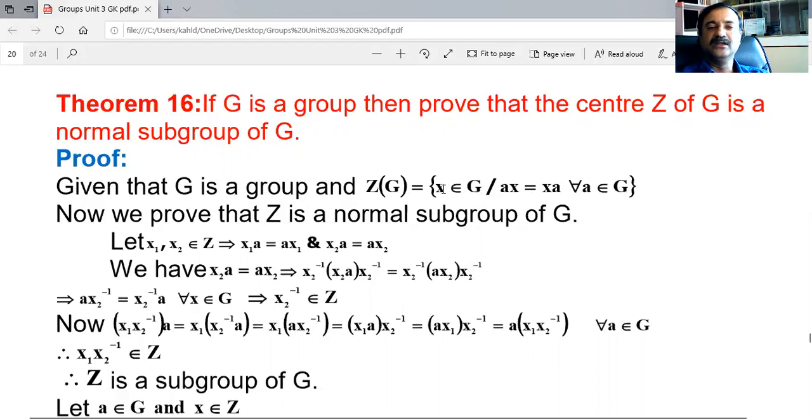That means that element x is satisfying the commutative law, or abelian law, with any element a in G. These types of elements x collected in a set, that set is called Z of G, that is the center Z of group G. Now we want to prove that Z of G is a normal subgroup of G.